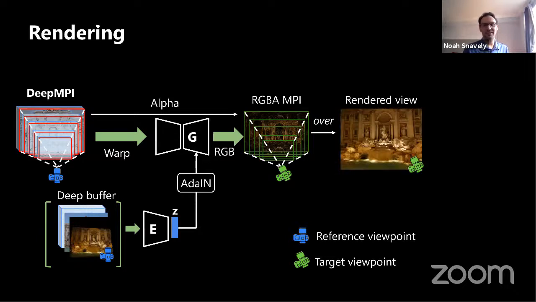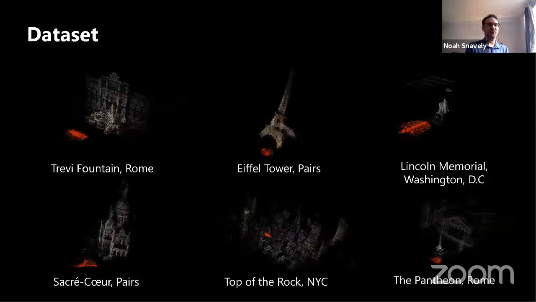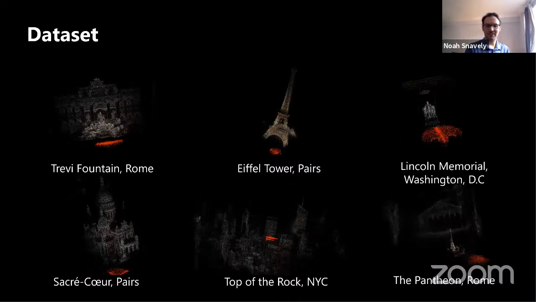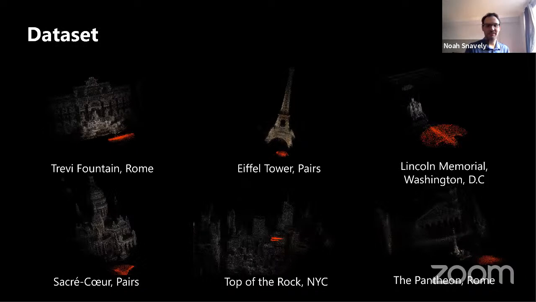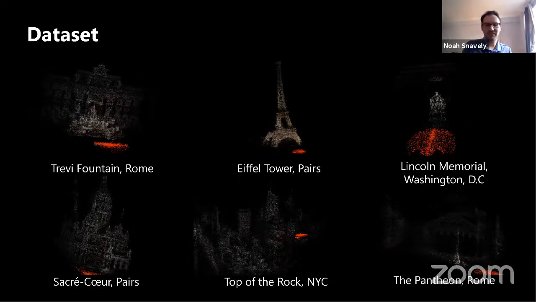Okay, once you have this RGBA MPI decoded, you can render a view. And then if you have that viewpoint in your training set, you can compare this rendered view to the ground truth view and use that as a loss for training the system end-to-end. Okay, so that's the method. We built a data set of a number of different landmarks which exhibit changing appearance over time, such as sun position, weather, et cetera.